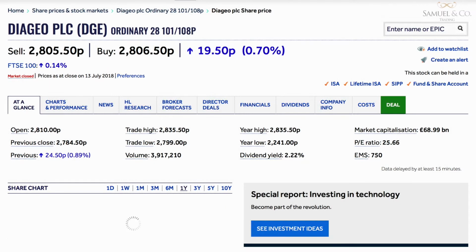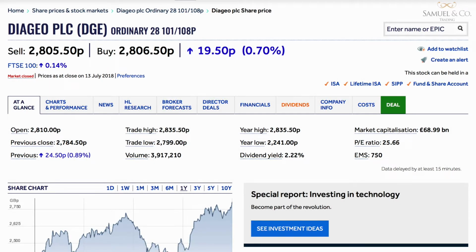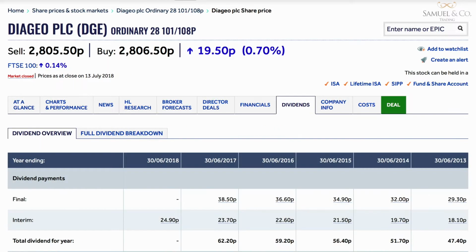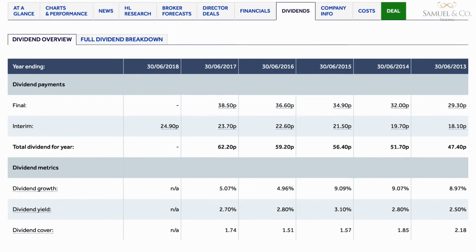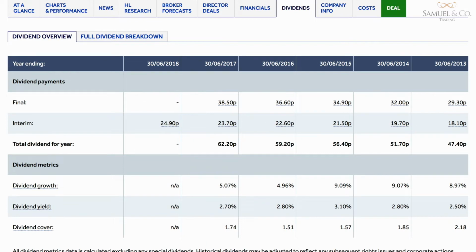A dividend is a distribution of a company's earnings to shareholders. When a company makes money, it has the option to share that profit with its stockholders or retain that money as earnings, which it can then reinvest.